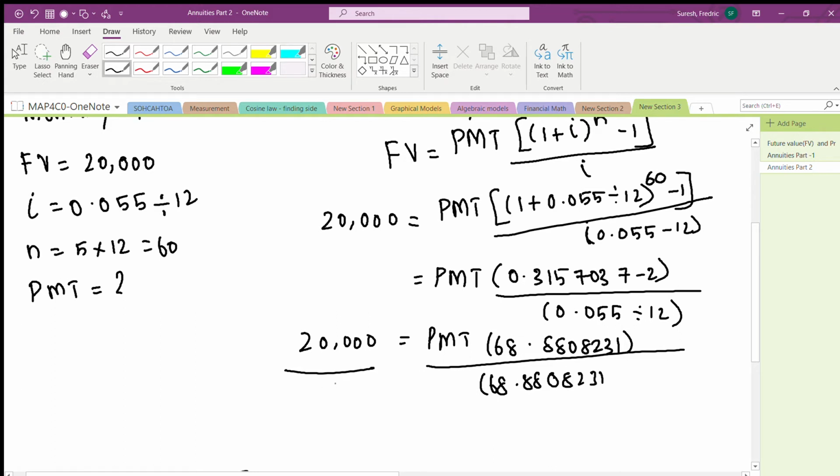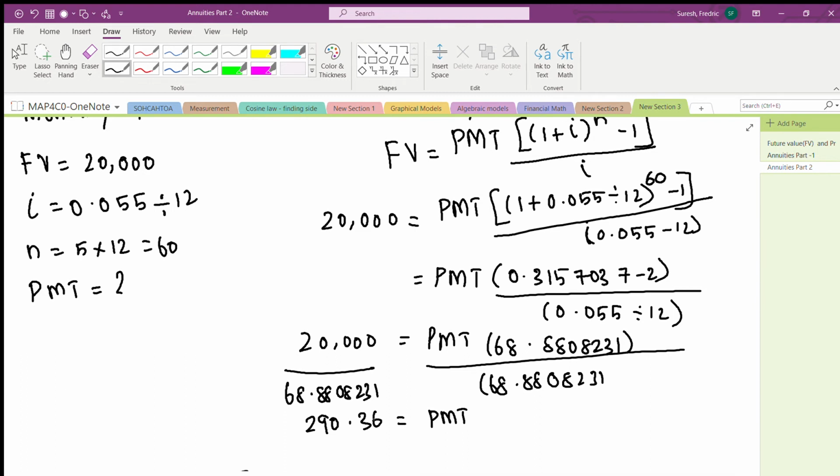68.8808231, and do that on both sides. The monthly payment that she needs to make to get that amount is 20,000 divided by 68.8808231, and she needs to make a payment of about $290.36. And so how much interest did she make?